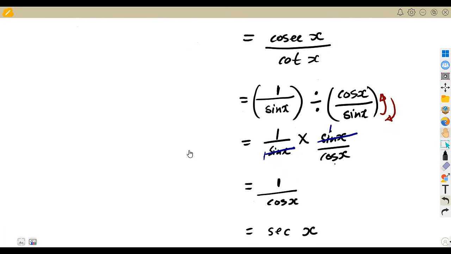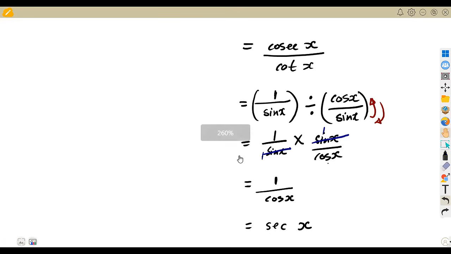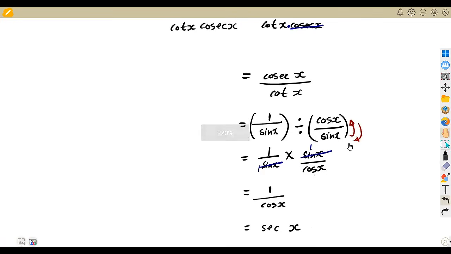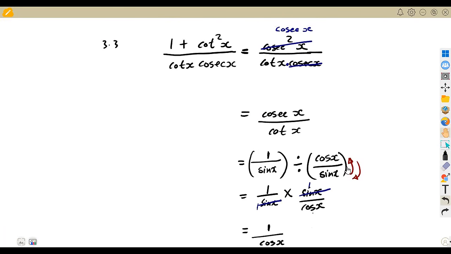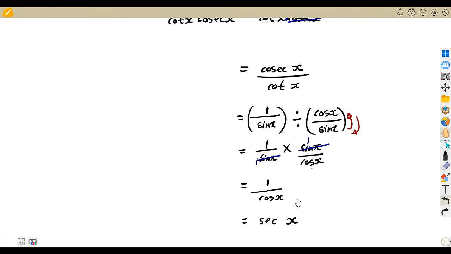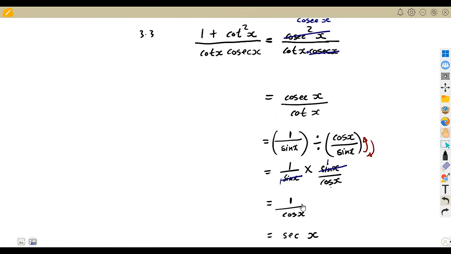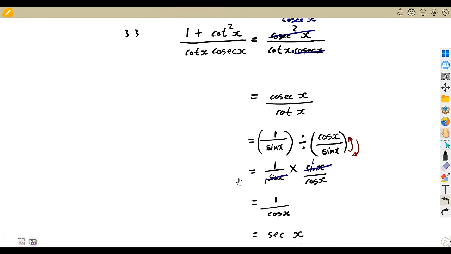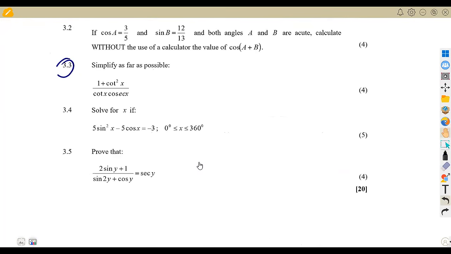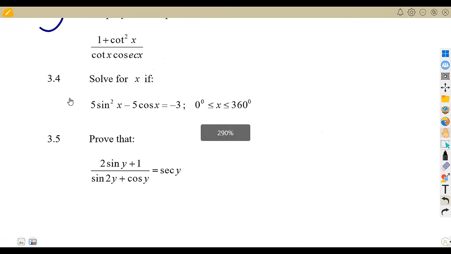In another question paper, or in another exam, they are going to ask you a similar question like this, but they will ask you to prove. Now you'll be given this part here, prove that this is equal to sec x. It's one and the same thing as what you're given. They can say simplify this, or they can say prove that this here is equal to 1 over cos x, or this is equal to sec x. But this time it was just a simplify. So like I said, the simplify question and the proving question is just one and the same thing.